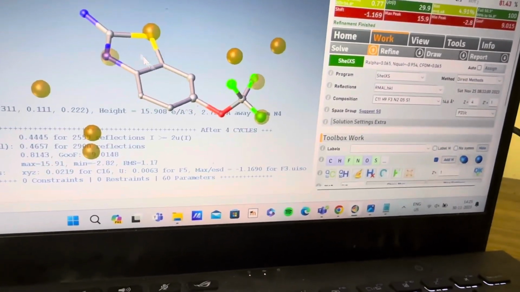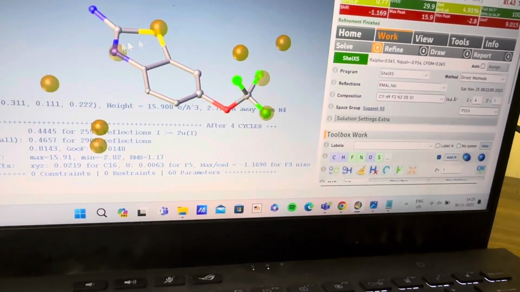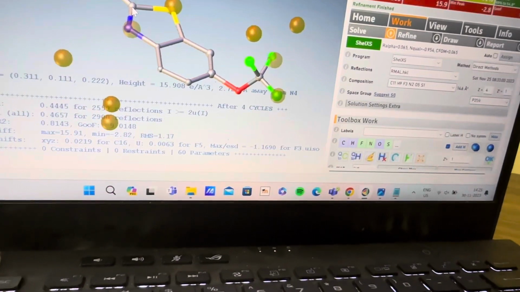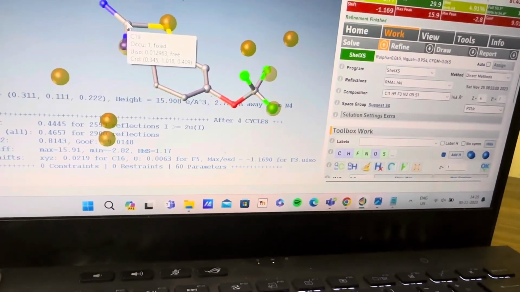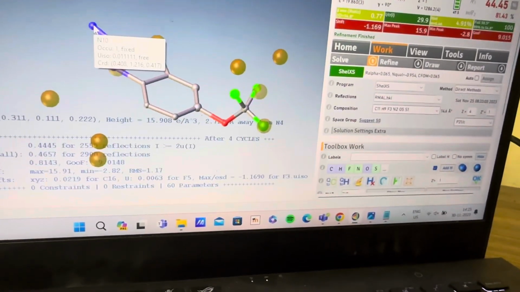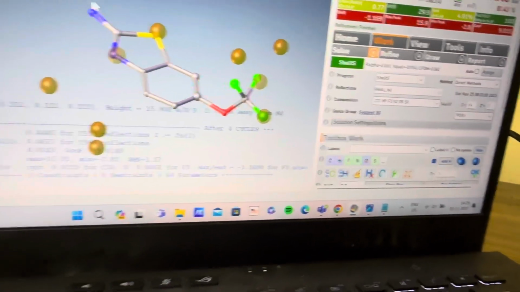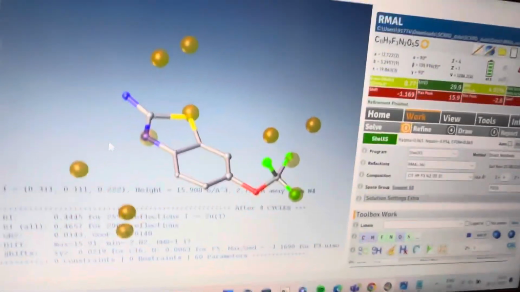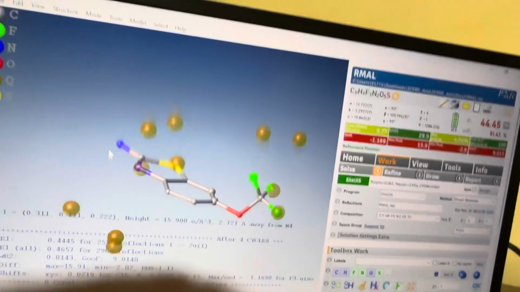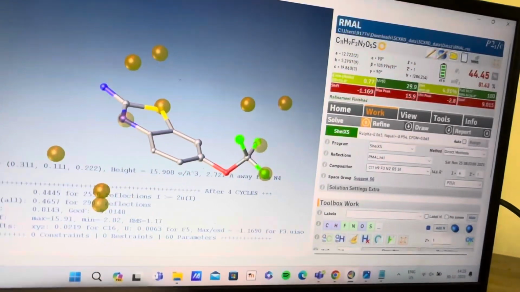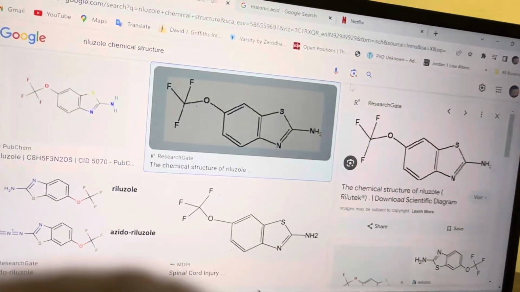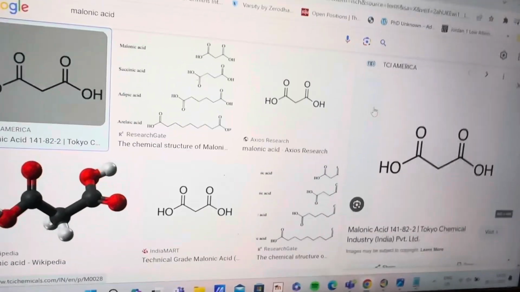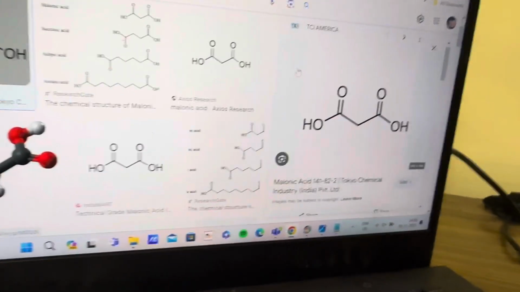There is a 6-membered ring, a 5-membered ring containing a sulfur and a nitrogen directly attached to the 6-membered ring. Then we have a carbon atom in between them, and an amine group has to be attached to that carbon atom. Now comes the interesting part. We have to see how malonic acid can be included in this diagram here. So this is the structure for malonic acid.